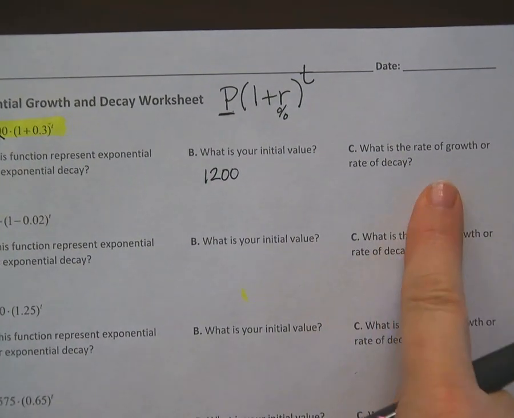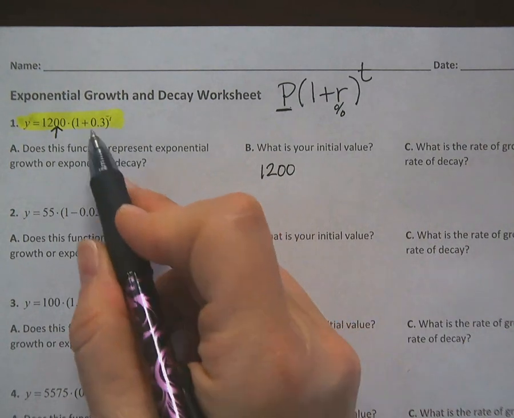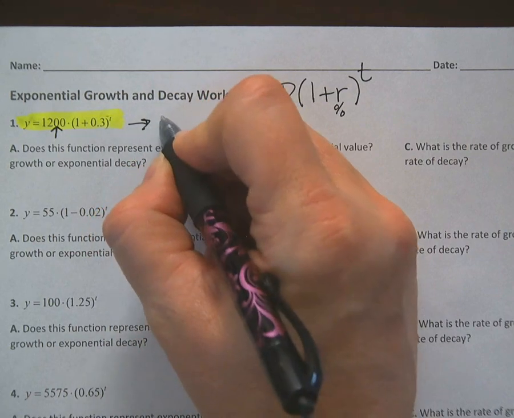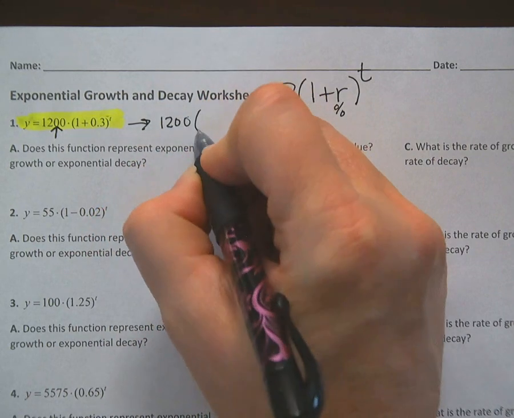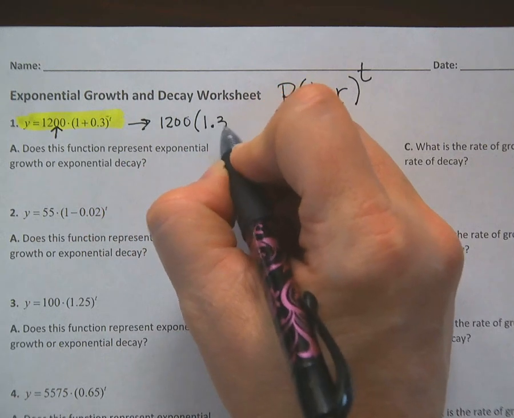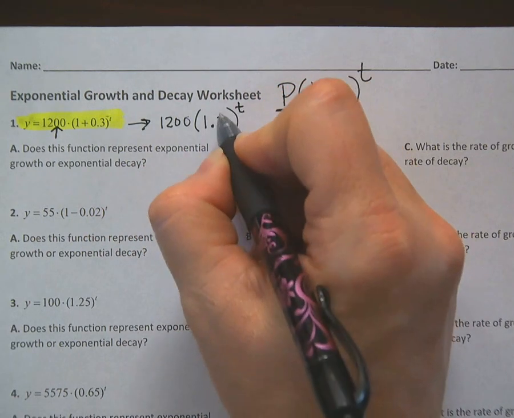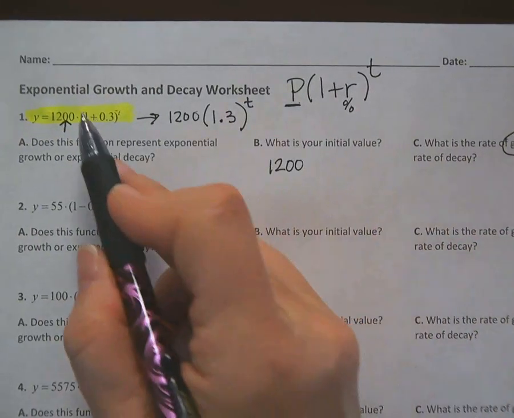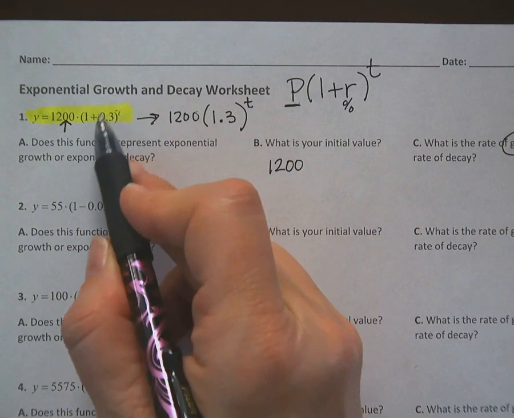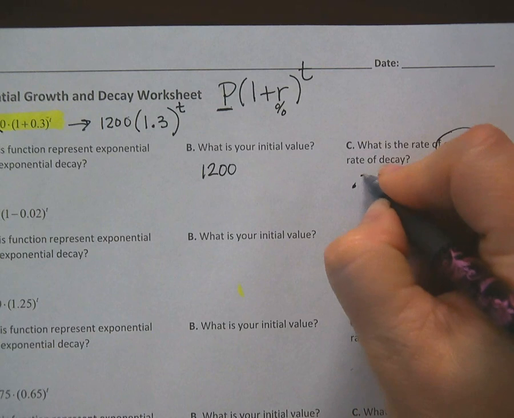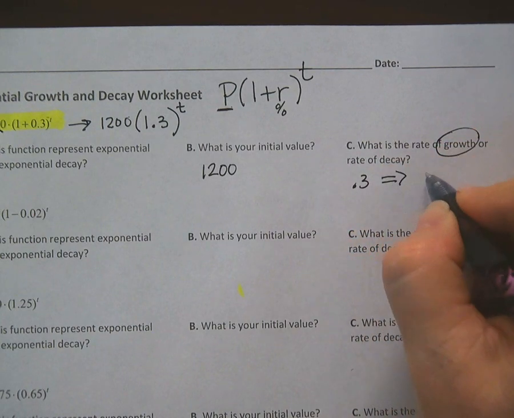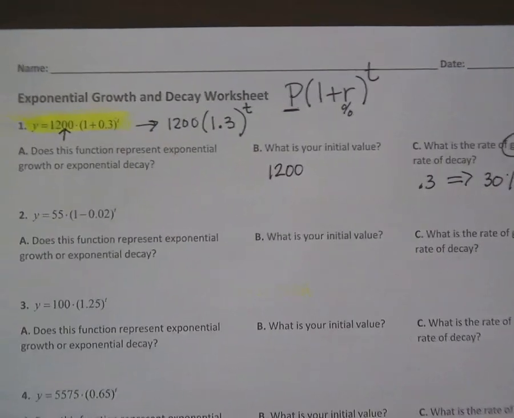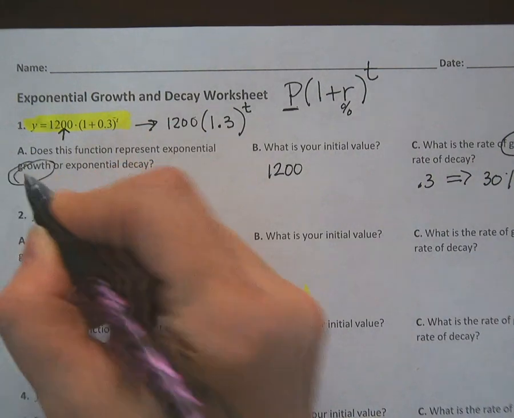Then it says, what is the rate of growth or decay? So when you look over here, when you see this plus sign, and knowing that when we add 1 plus 0.3, we are going to get 1.3. And since this whole thing is greater than 1, we know it's growth. And the rate of growth is this number turned into a percent. So 0.3, when we turn it into a percent, we move the decimal 2 places to the right, and it's 30% growth. So this represents exponential growth.